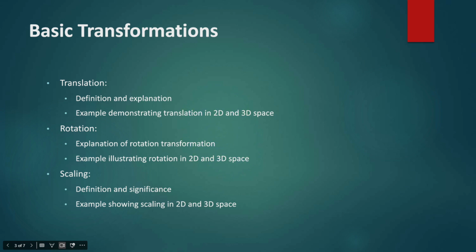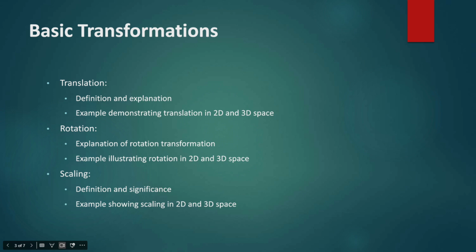It changes the orientation of the object while preserving its size and shape. Example, illustrating rotation in 2D. Consider the same square as before. Rotating it by 90 degrees clockwise around the origin would result in a new square with vertices (-1,1), (-1,2), (-2,2), and (-2,1).